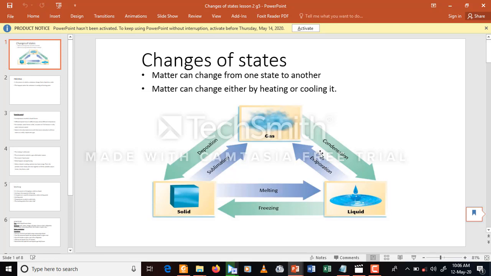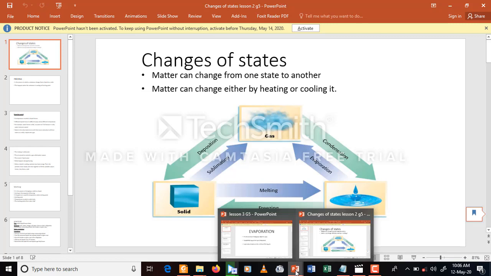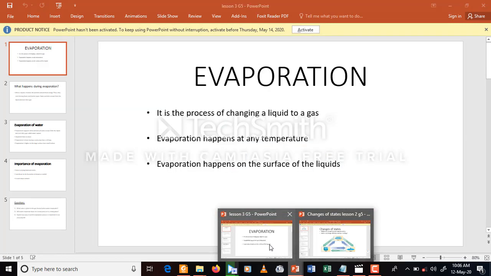So as you can see, the arrow is pointing to gas. It is from this side where there is a liquid, pointing to what? A gas, which means a liquid is changing to a gas. So let's talk about it in detail.